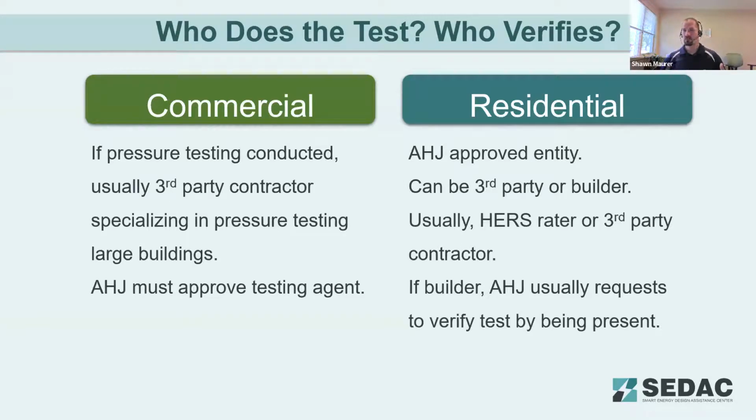As far as who can do that testing, as long as their credentials are acceptable to the code official or the authority having jurisdiction, then that testing agent is approved. Similarly for residential, it can be third party or the builder. The authority having jurisdiction just has to approve who is doing that testing. Most of the time, it's a third party, a HERS rater or air pressure testing contractor, but there are some builders that do their own blower door testing. A lot of times what we've seen is the code official requests to be on site for the test so that they can verify it's done appropriately.